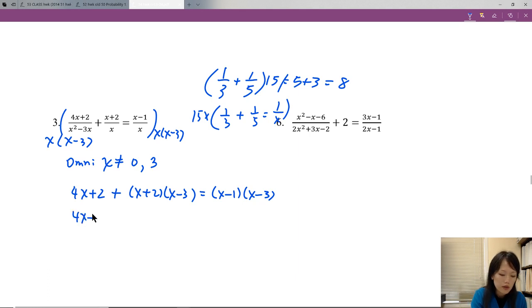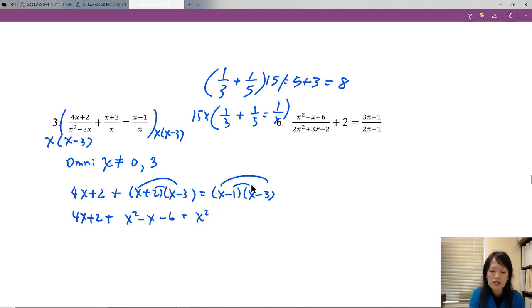So you get 4x plus 2. FOIL out this one, so x squared. Outside, negative 3 plus 2. Last to last. x squared. Outside, inside, negative 3 minus 1, so negative 4. Last to last. And then you can see x squared goes away. Great, you're left with linear. So we end up with 3x plus 4x, so 7x. And numbers, 2 minus 6 is negative 4. Negative 4 minus that is negative 7. So it turns out x equals 1.